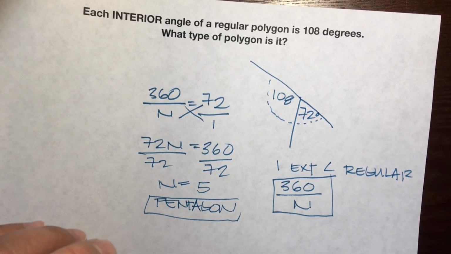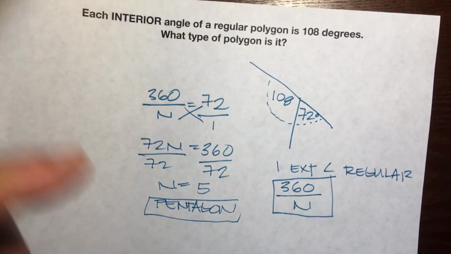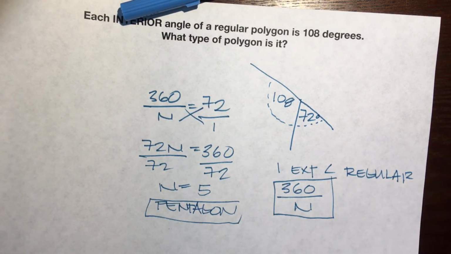So that's how you use the one exterior angle in a regular polygon to do many things. Find the number of sides, find the measure of each exterior angle, and we can even find the measure of the interior angles and the number of sides.